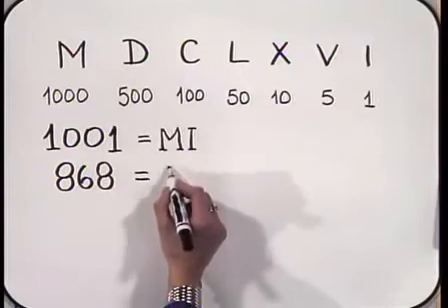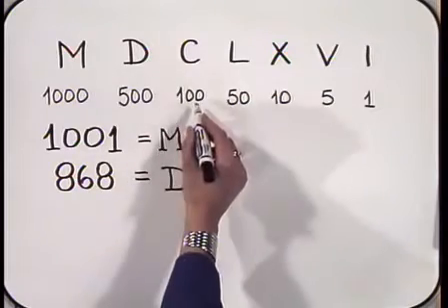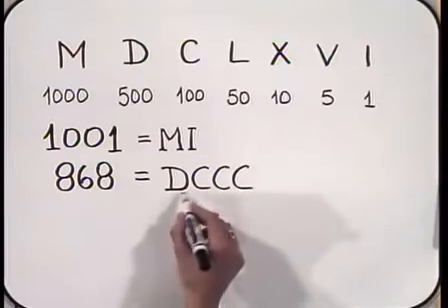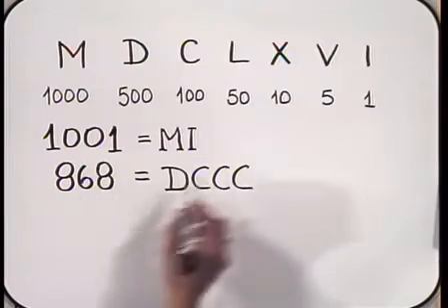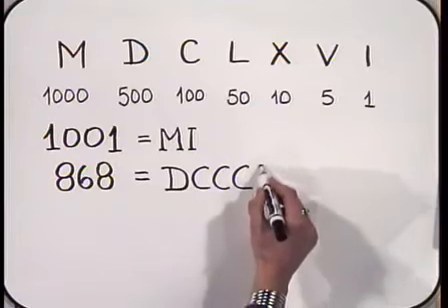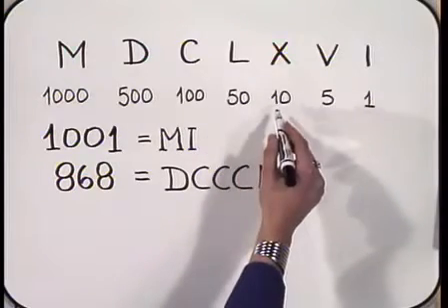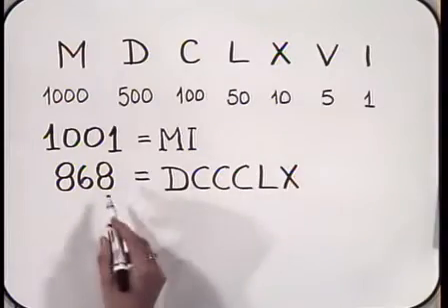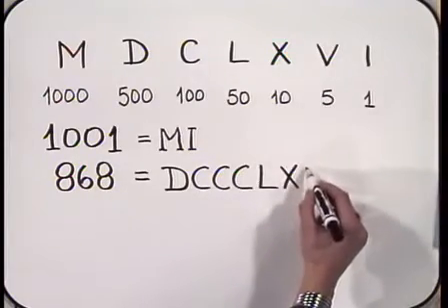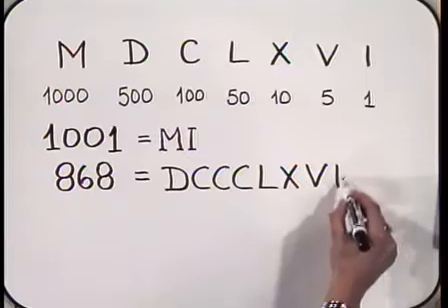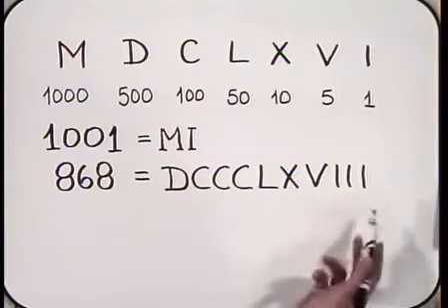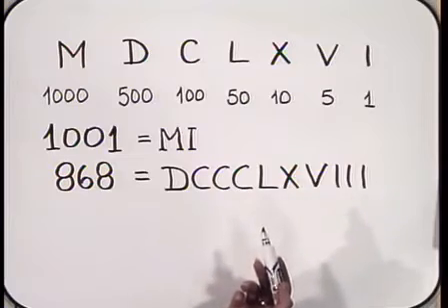Well, it would be 500 followed by 300s, C, C, C, that's 800. 60 we can make with a 50, which is the L, and a 10, which is the X. And then 8 was a 5 and 3 ones. Well, I think you can see how this is a bit cumbersome. I'd like to make 2 points.